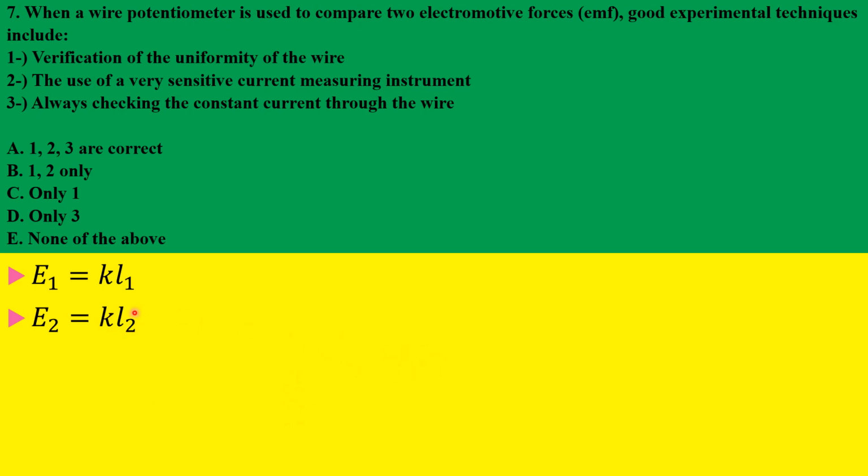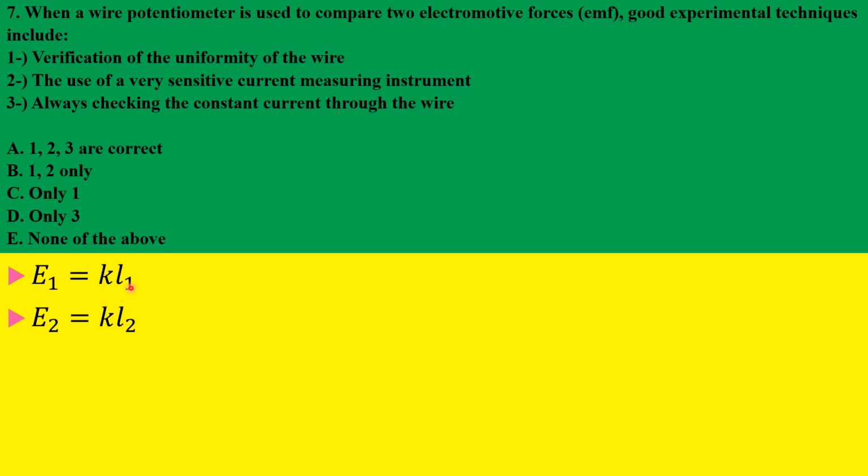And how do you get the balance length? The balance length is simply indicated to you by a very sensitive current measuring instrument, for instance, a galvanometer. So you know that that is L1, which is the balance point, and you stop because the galvanometer at that particular point shows zero deflection. So there's no current flowing through it.